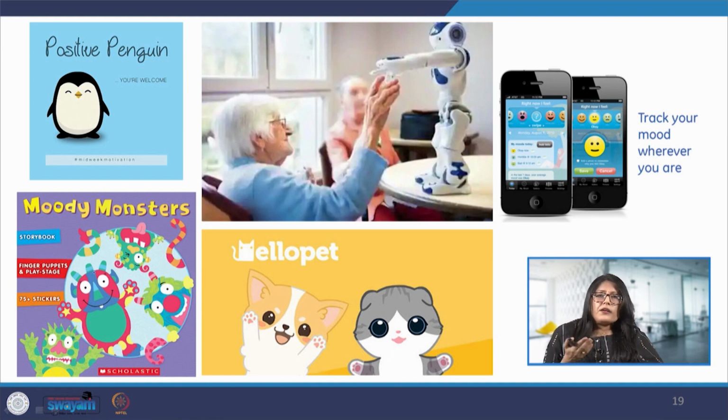We also have other applications where one can track their mood. They can see what it is that they are feeling during a certain time, why they are feeling like that, and how they can manage it. So all these self-help applications are there as well.